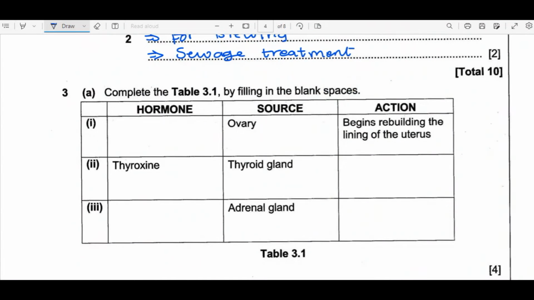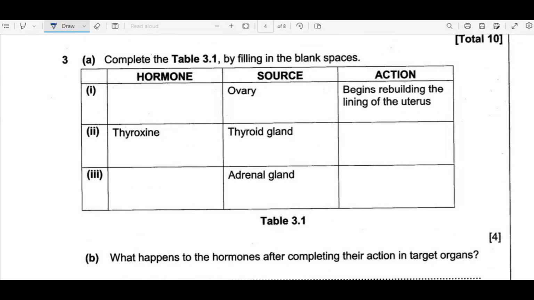We move on to question 3. Complete the table 3.1 by filling in the blank spaces. So the first column, we have hormones, second source, action. So for Roman number 1, we are looking at the ovary, then it produces a certain hormone, whose action is to rebuild the lining of the uterus. So we have estrogen here.